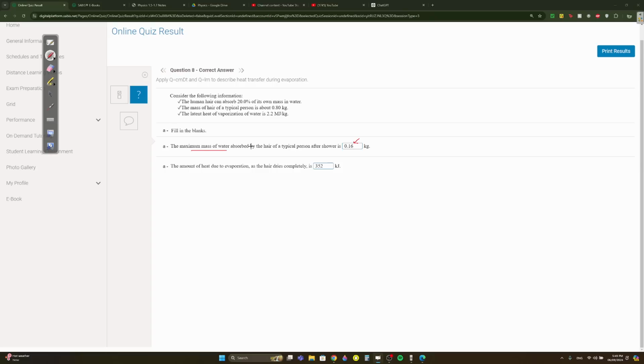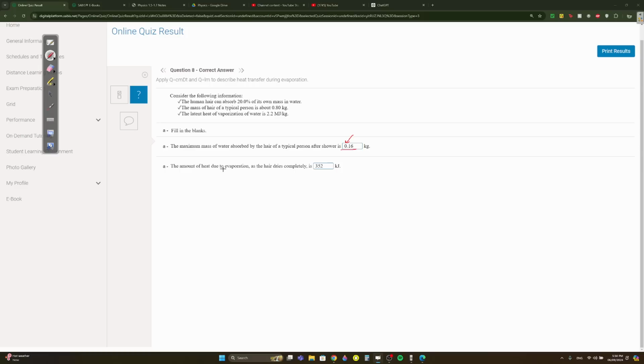Okay. First thing, we have to know that the typical person has 0.8 kilograms of hair, right? And we said, how much is the percentage that the hair will absorb? 20%. So what is 20% of 0.8? 0.16. So the amount of water the hair can absorb is 20% of its mass, so 0.16. Okay, so now we know that the water we absorb is 0.16.